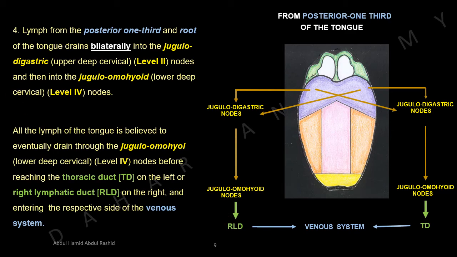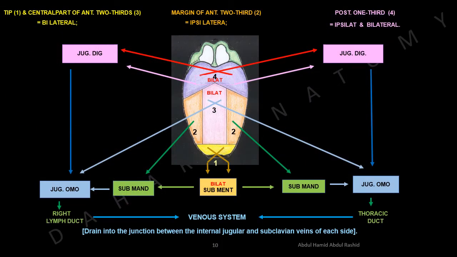This is schematic diagrams of overall lymphatic drainage of the tongue. This is tip of the tongue. This is anterior 2/3 of the tongue. This is lateral margin, and this is central part of the anterior 2/3 of the tongue, which covers 12 millimeter on either sides of the median septum. This is posterior 1/3 of the tongue.